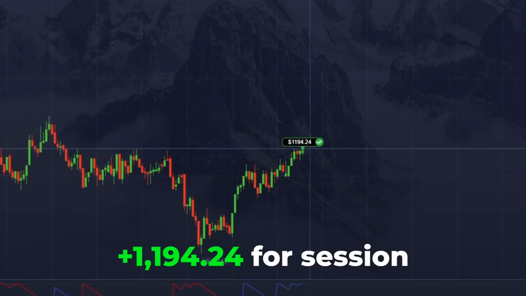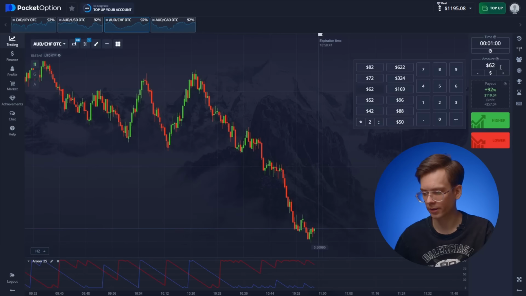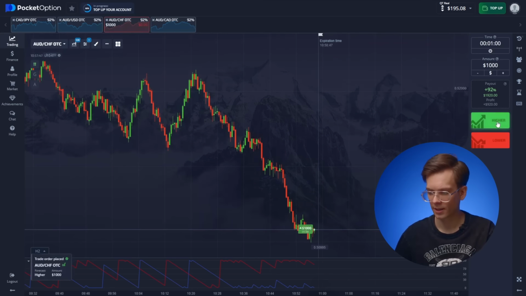And Arun proves reliable once again, so the analysis was correct and I increased my deposit. Let's move on. Now Aussie and Franc, and the maximum possible investment is 1,000. Going long. An interesting situation has formed here.